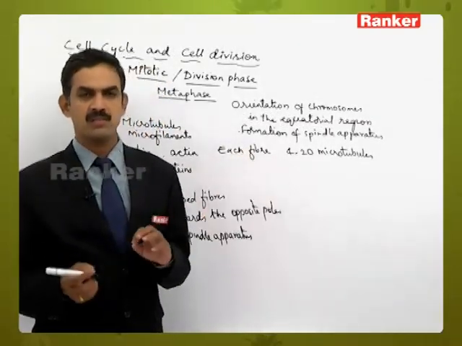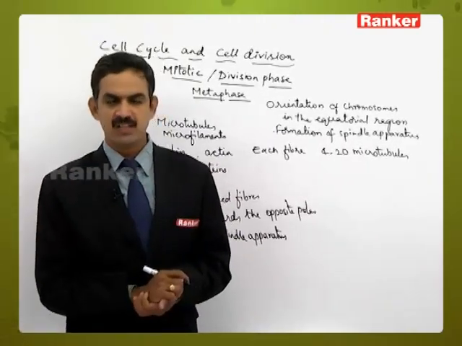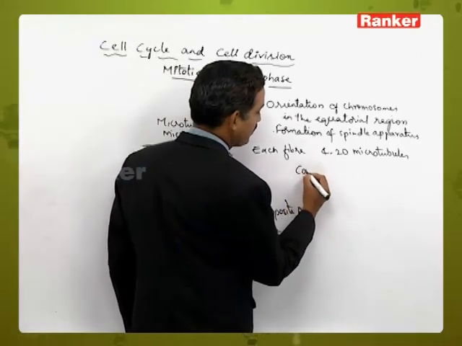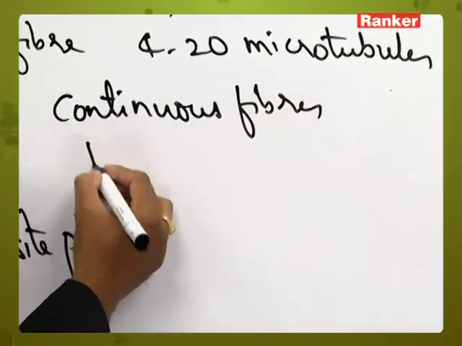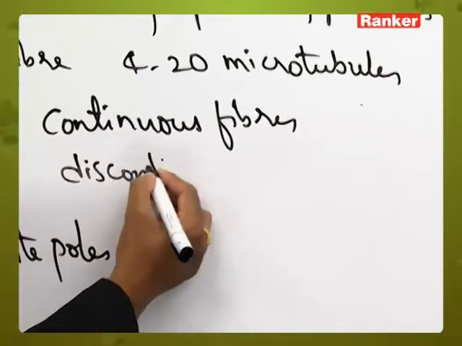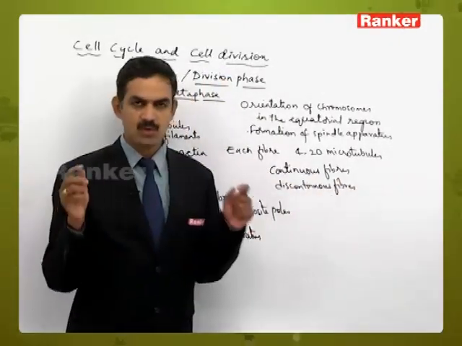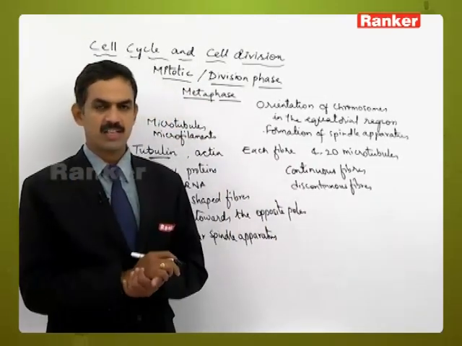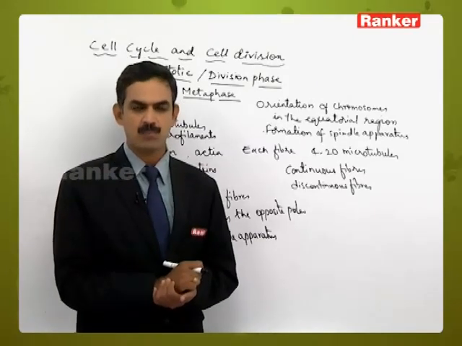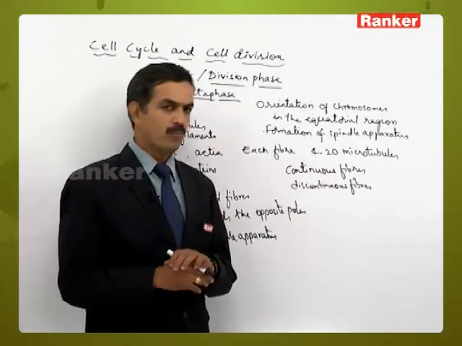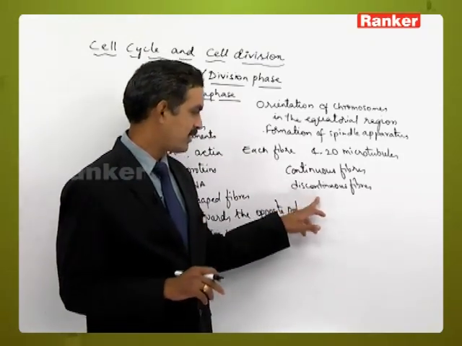Here these fibers, which are forming from the two opposite poles, may sometimes attach with each other to form a continuous fiber, and sometimes discontinuous fibers are also formed. The continuous fibers are the fibers formed from the two opposite poles, which fuse with one another to appear to be extending from one pole up to the opposite pole. Those are called continuous fibers. But there are some fibers which are not continuous with each other. Such fibers are called discontinuous fibers.